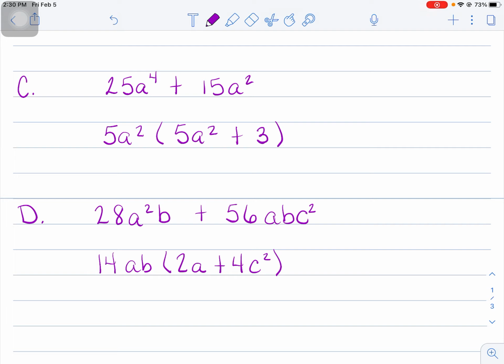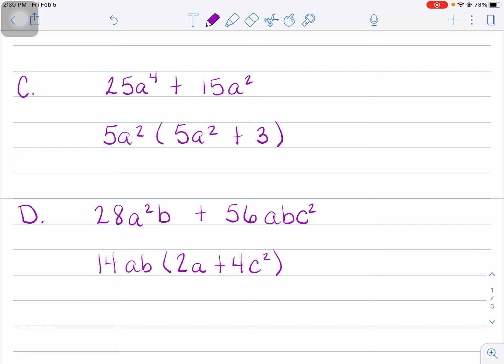So C is pretty straightforward, and on D I did something a little bit wrong. I didn't find my greatest common factor, and I want you to see what will happen if that is the case. Because some of these numbers get big, and you may have picked one that you thought was the biggest, but really it's something bigger.